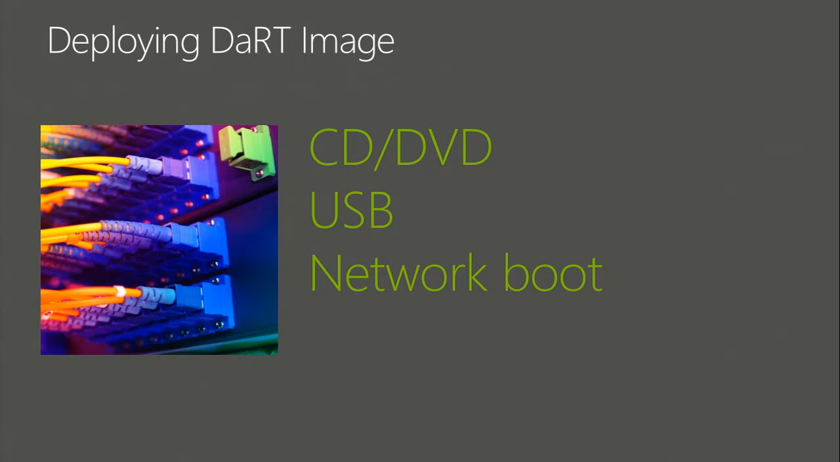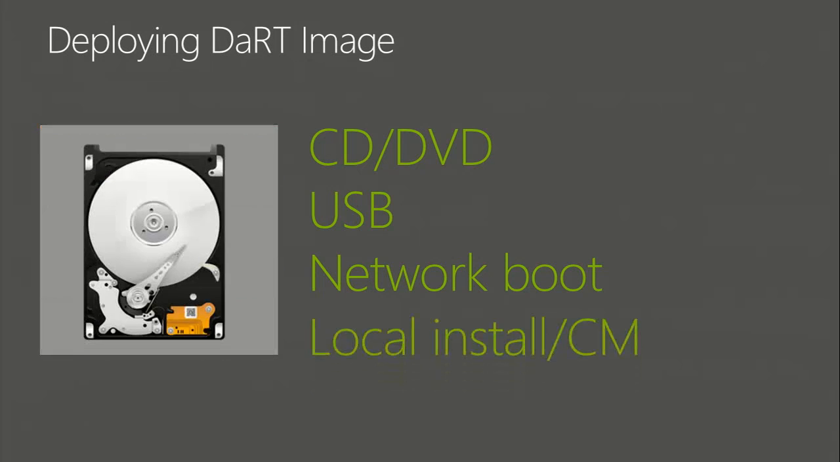So let's say you've got network boot as an option, but what if the user is not on your network? What if they're at a hotel? What if they're at a Starbucks somewhere? What's your options? Well, local install. You can use CM, or you can actually bake this as part of your image through MDT and actually deploy a Windows RE partition on the box.